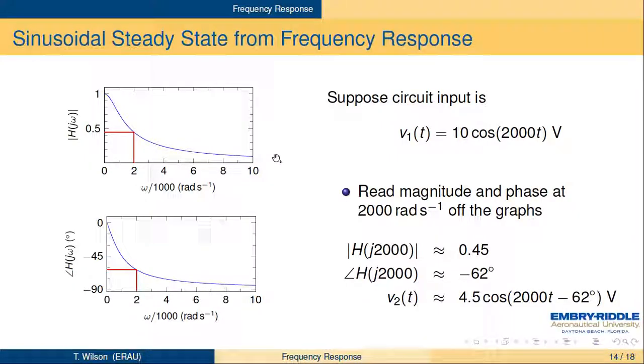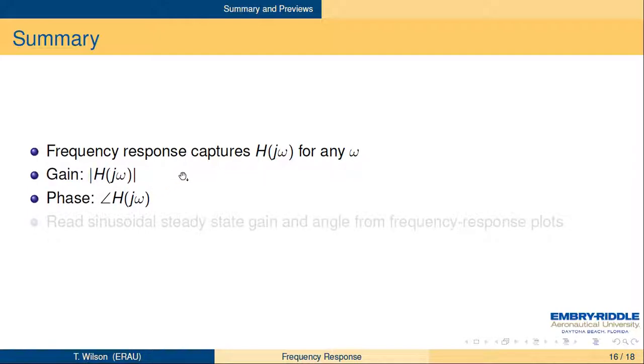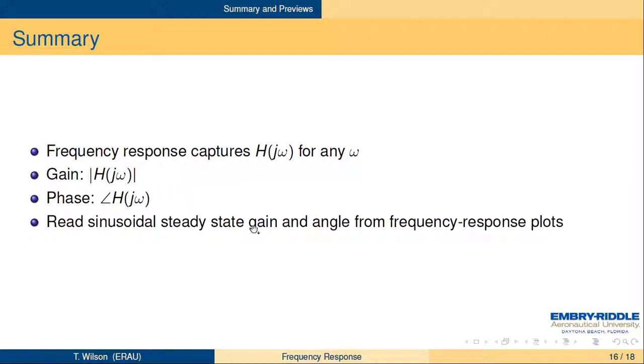So to summarize and give a preview, the frequency response captures H of j omega for any omega. That's H of s evaluated at s equals j omega. For any omega, there's a gain term, magnitude of H of j omega. There's a phase term, angle of H of j omega, and we plot each of those separately versus omega. And then you can read the sinusoidal steady state gain and angle directly from those. So if somebody gives you a graph of the frequency response, magnitude and angle, you can compute sinusoidal steady states, and you will be asked to do so.